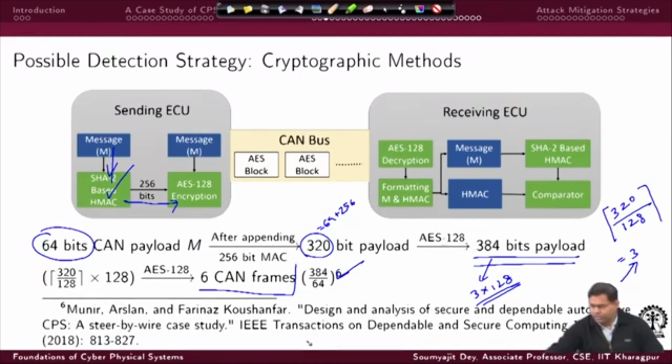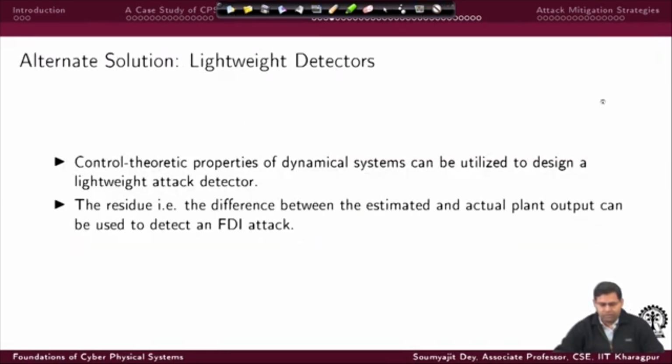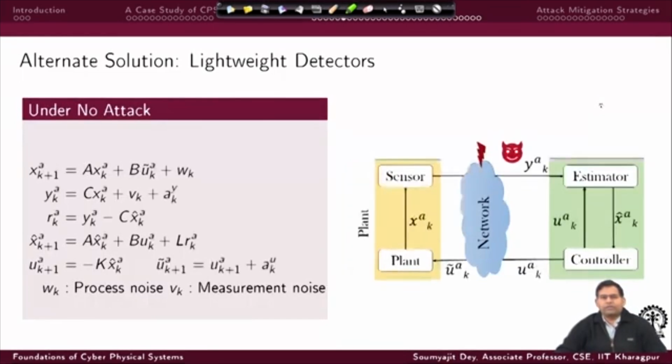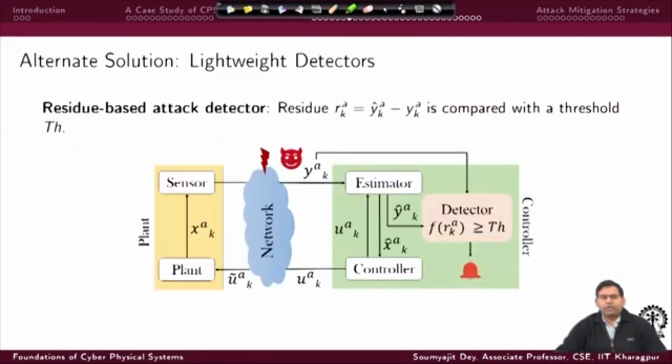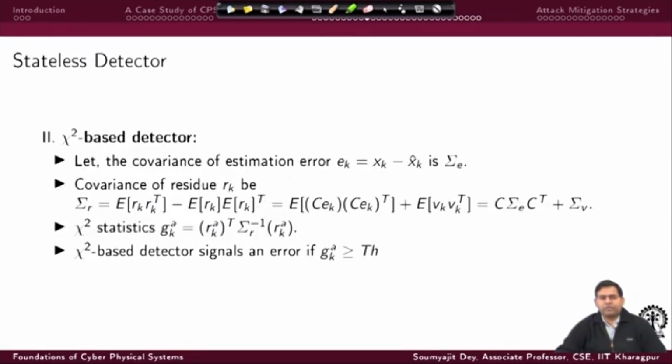Fine, this was about our discussion on this cryptographic method, and if you recall, after this we went further into our discussions on lightweight detectors. With respect to lightweight detectors, we had been talking about this residue based detector, and we talked about how they can be stateless or stateful detectors, and different kinds of norms like the Euclidean norm, any general P norm or the infinity norm can be used for computing a scalar value out of these vectors.